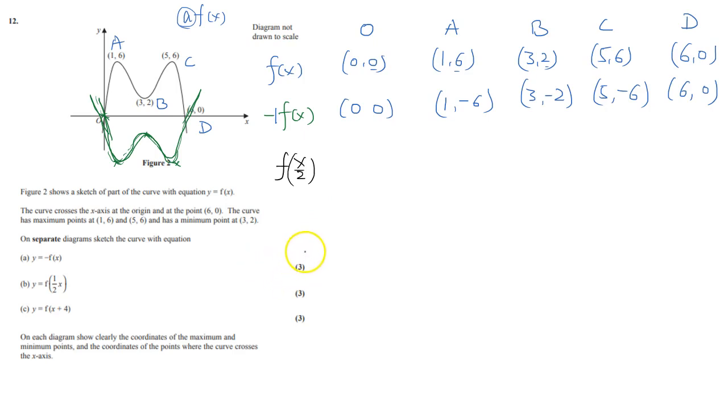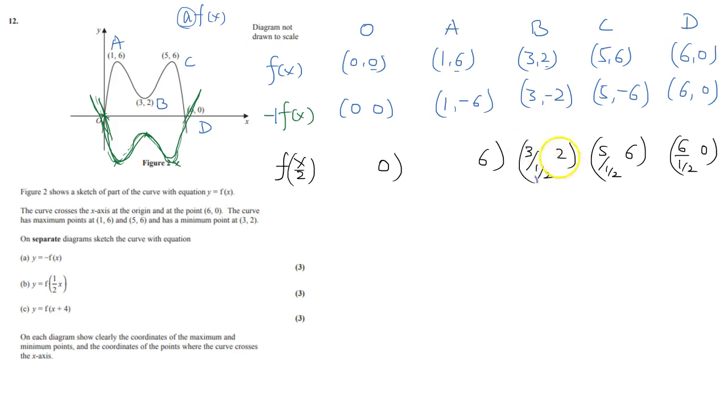So whenever this type of thing is, you divide by half all this. The x, y will remain same. 0, 6, 2, 6, and 0. So this is 6 divided by half. This is 5 divided by half. This is 3 divided by half. This is 1 divided by half. And this is 0 divided by half. So these are the coordinates.